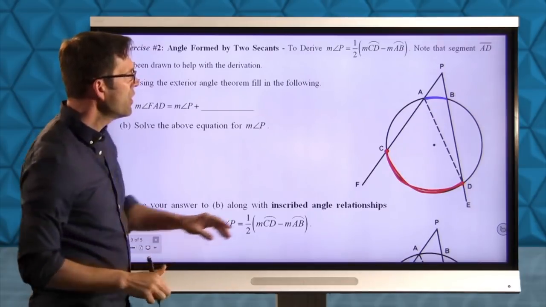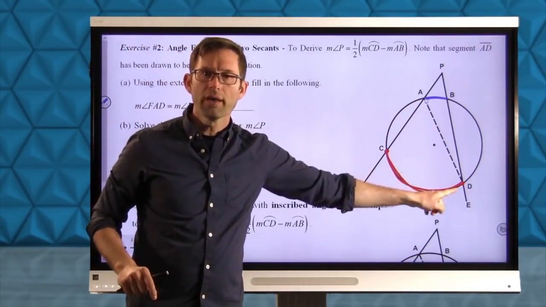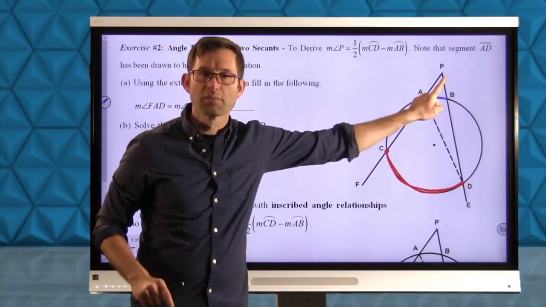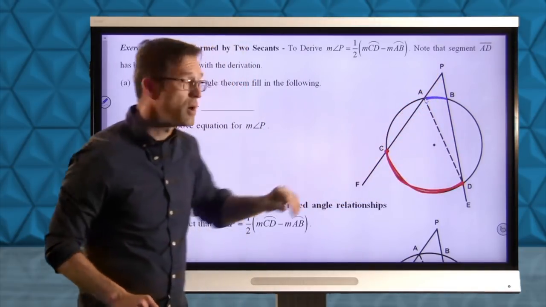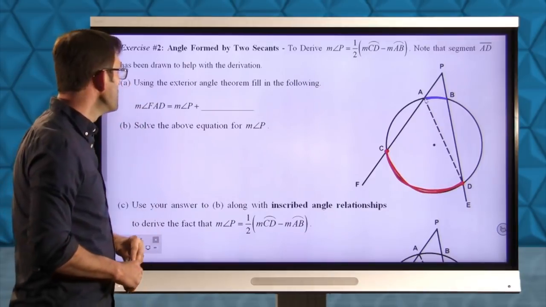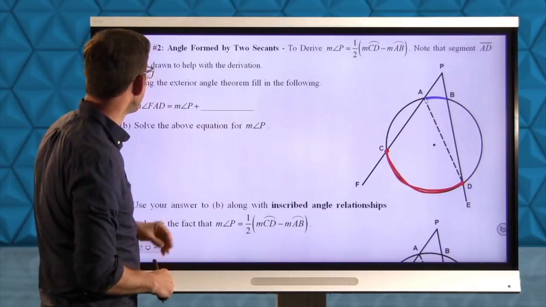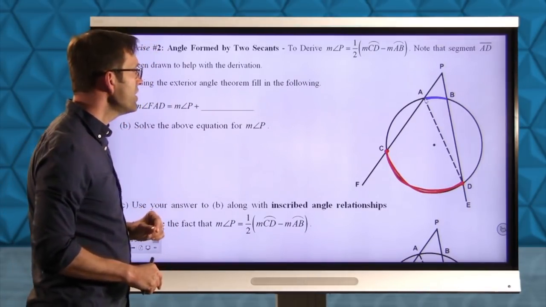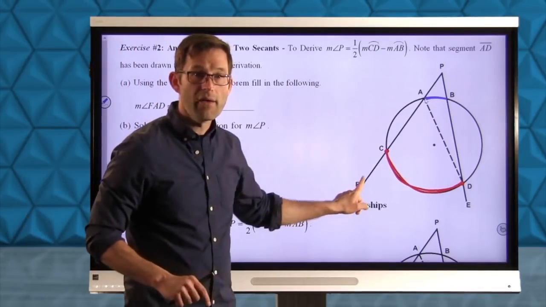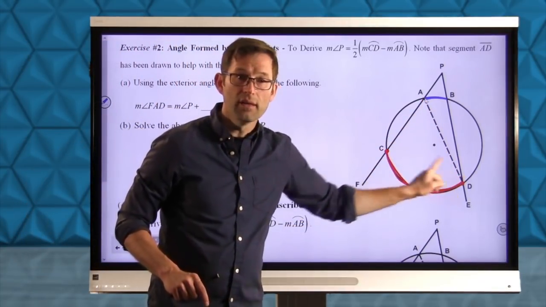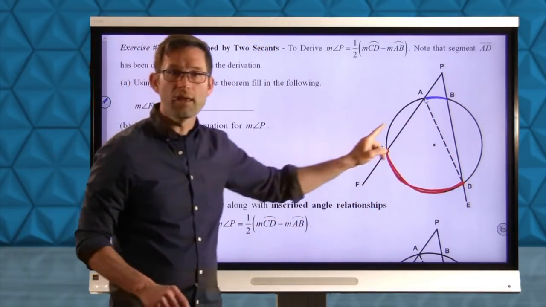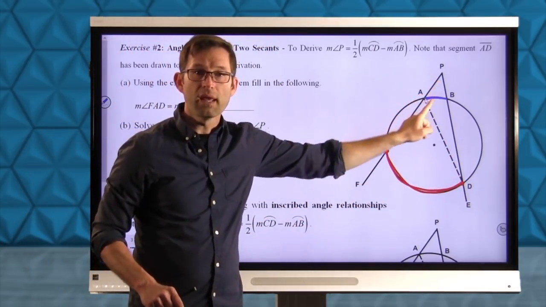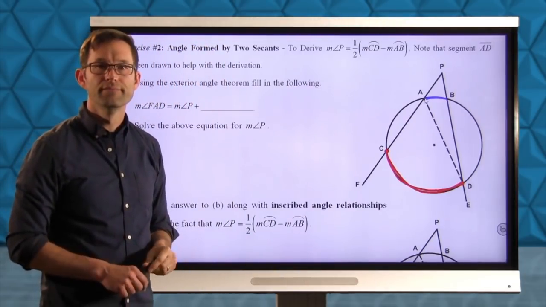Okay. Now notice this dashed line I have drawn in here in order to create a triangle, specifically triangle PAD. PAD. So let's take a look. Using the exterior angle theorem, fill in the following. The measure of angle FAD, watch for that, FAD. The measure of angle FAD must be the measure of angle P plus what other angle?